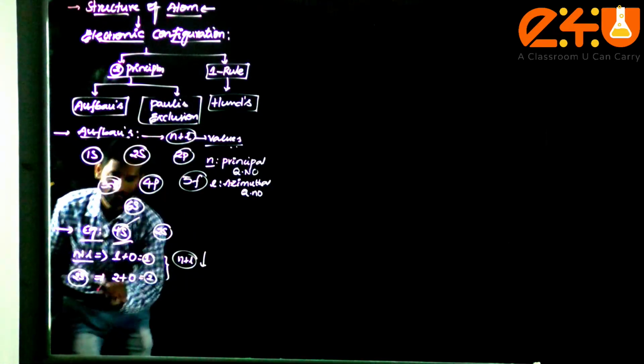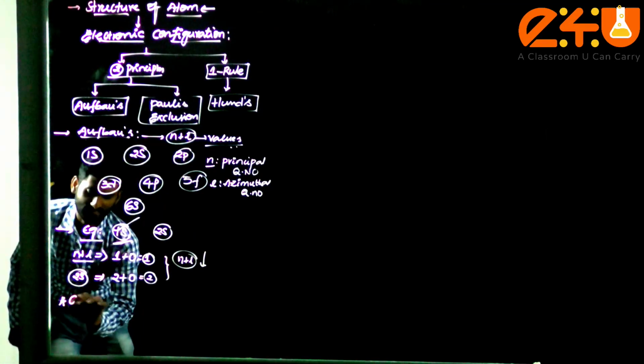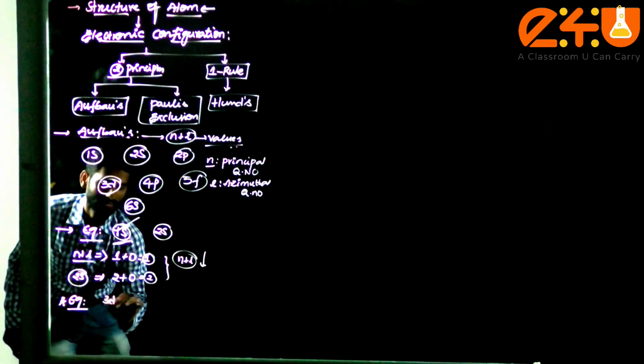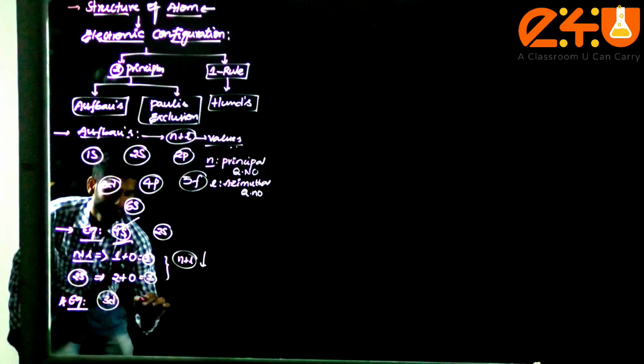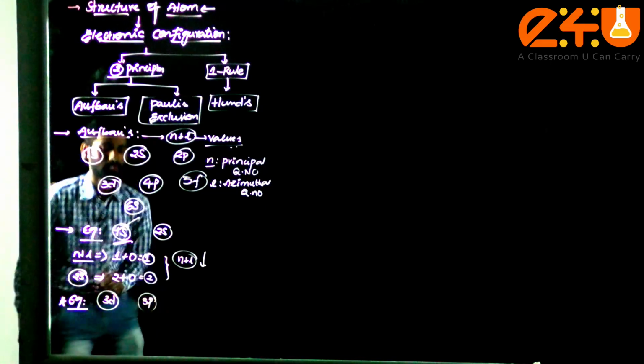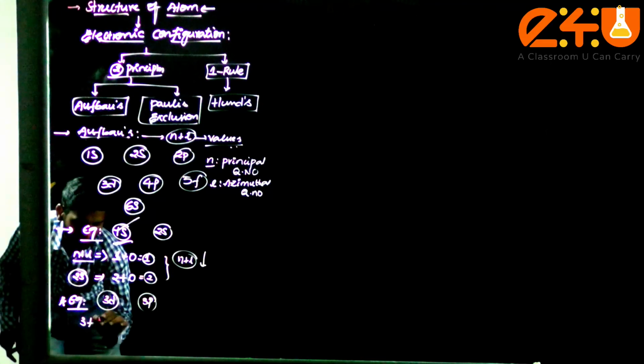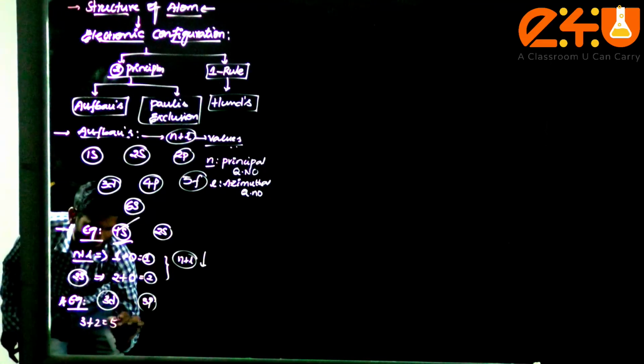Now let me take a second example, 3d and 3p. For 3d, I am writing n value 3 and l value 2, total equal to 5.